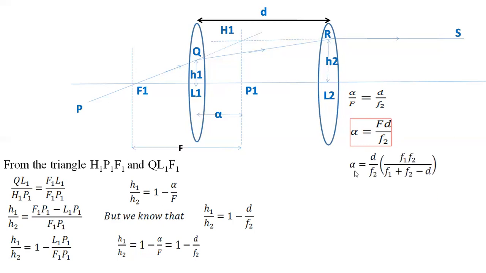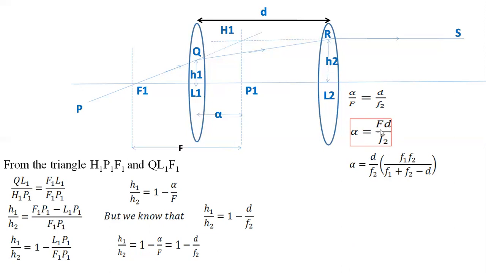I have taken this alpha as positive because P1 is on the right side of L1. Therefore, the position of P1 is on the right side, which is positive. So, alpha is equal to F into d divided by F2.